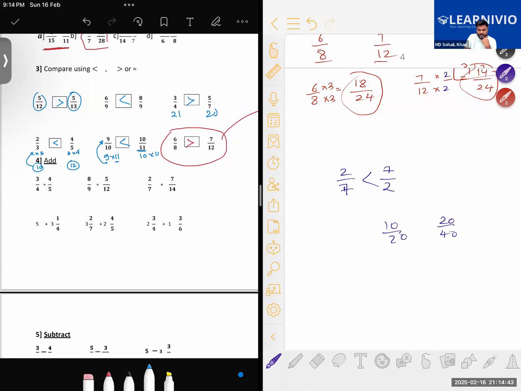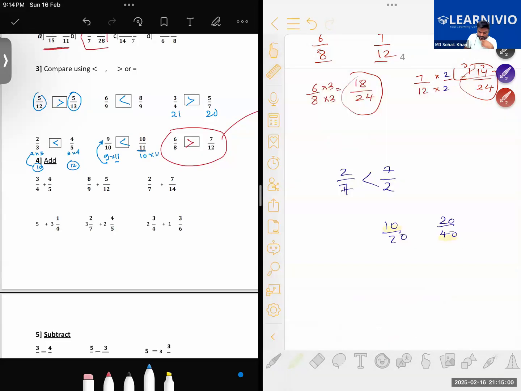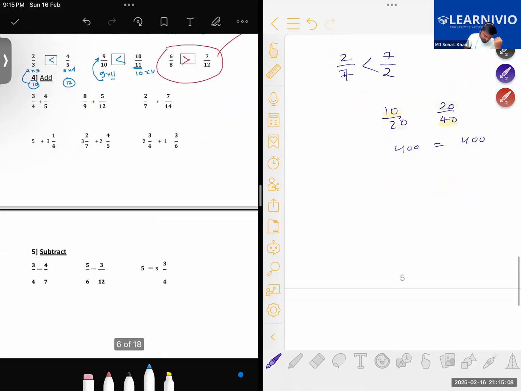Same. You multiply the numerator of the first number with the denominator of the second fraction, and then you multiply the numerator of the second with the denominator of the first. It's exactly the same, because you're getting 400 on both sides, right? Yes. Good. Now do this question.